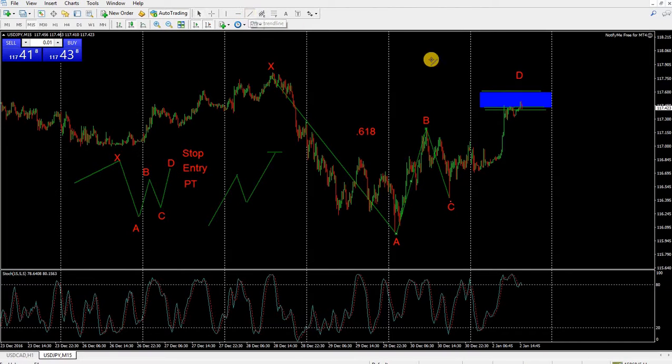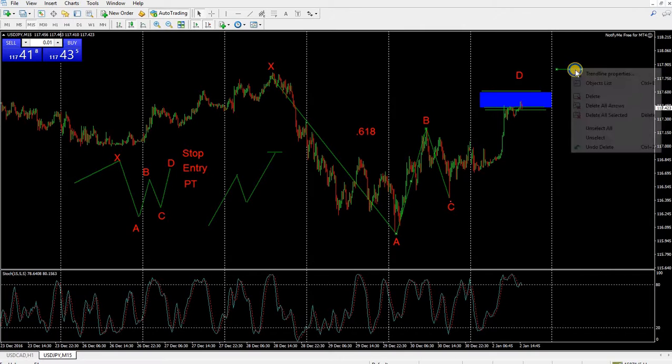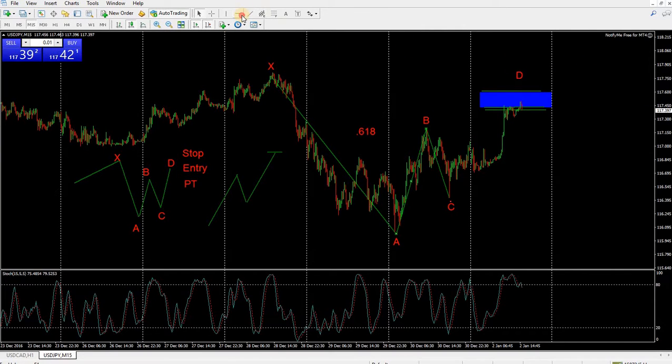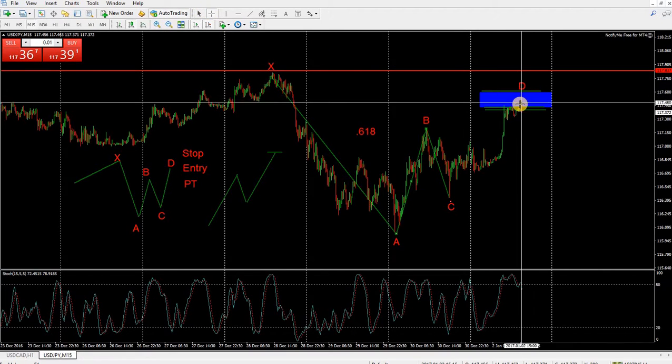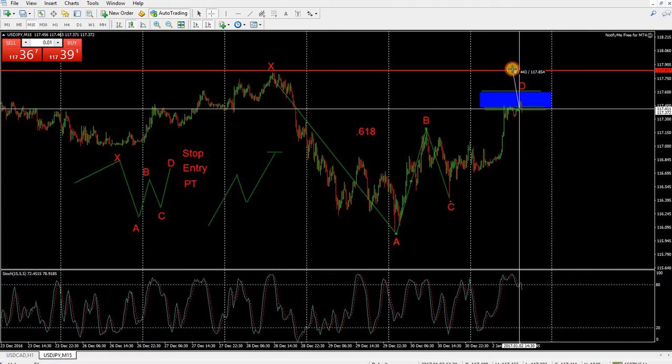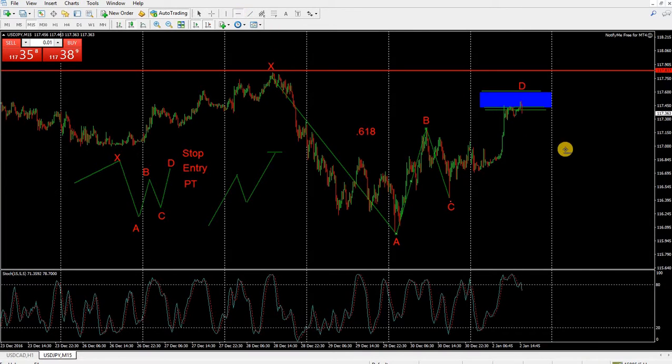We would, if we were trading this, we would place our stop above the initial swing point of X. And we could use a 1-to-1 risk reward. So if we placed our entry right there, that's 43 pips. Probably 117 even would probably work.